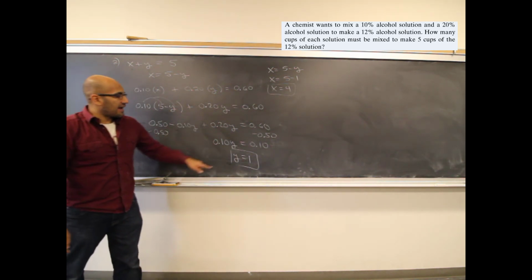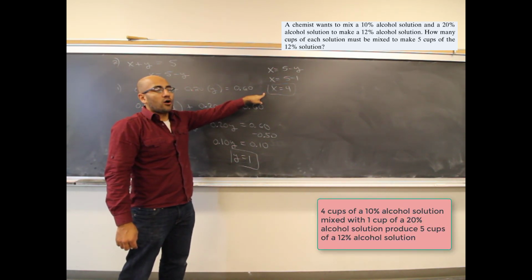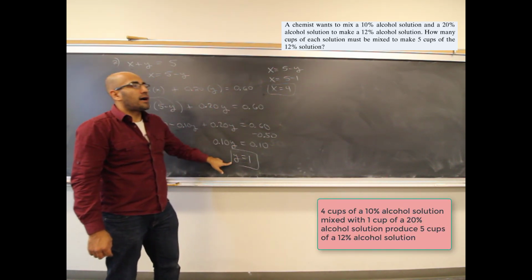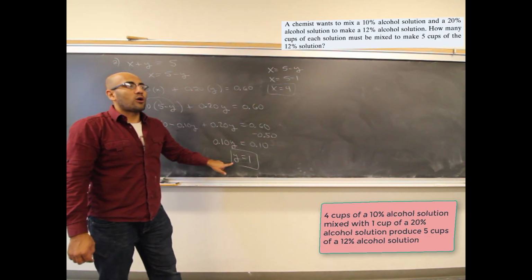If we let X equal 4 cups, so 4 cups of 10% alcohol mixed with 1 cup of 20% alcohol will give you 5 cups of 12% alcohol.